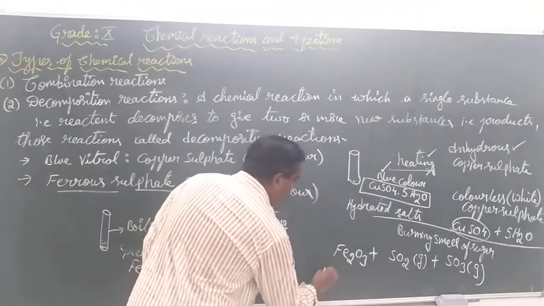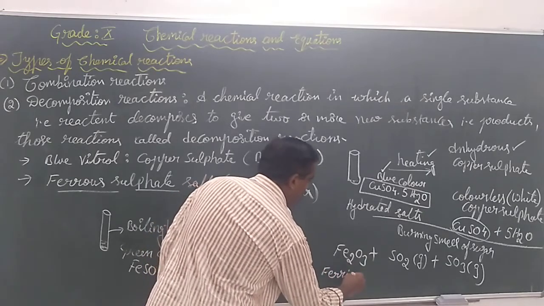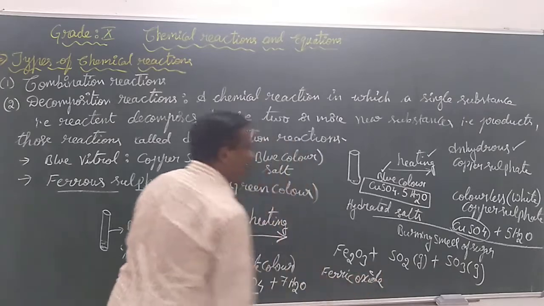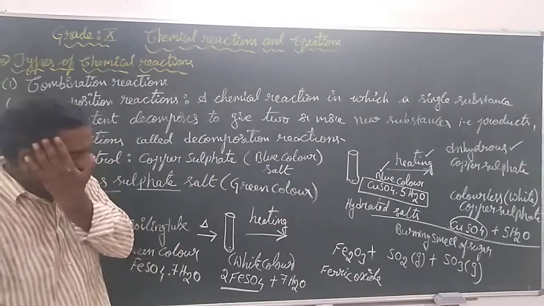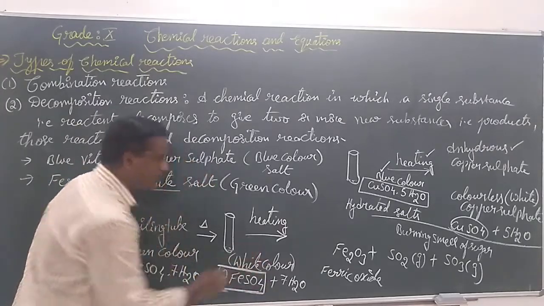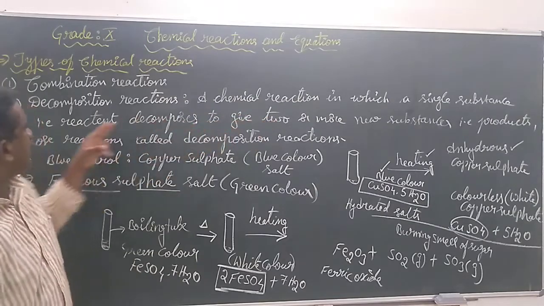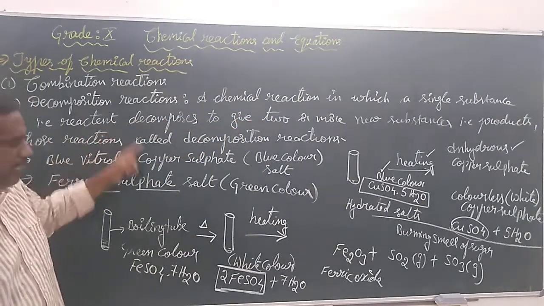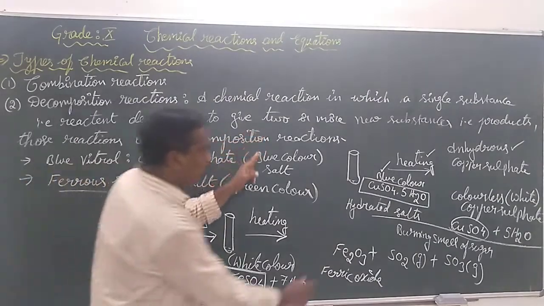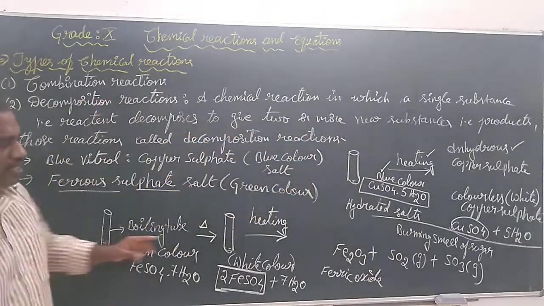Fe2O3 is called ferric oxide. Please observe our definition: a chemical reaction in which a single substance, that is the reactant, decomposes to give two or more new substances.